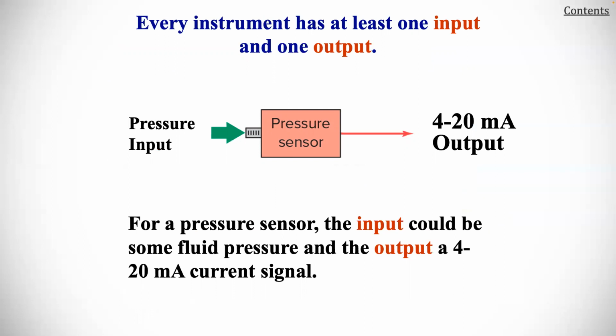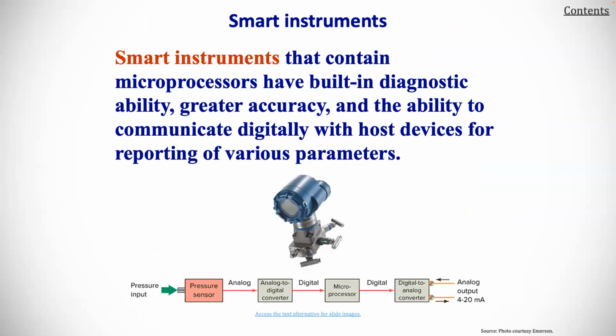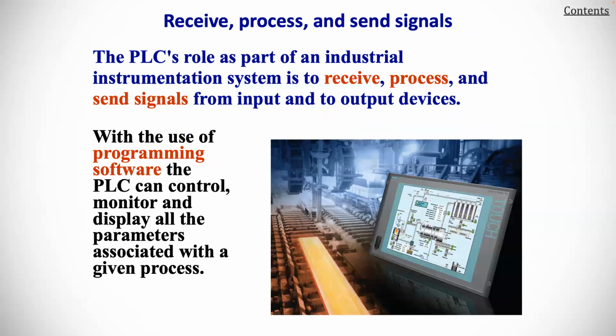For a pressure sensor, the input could be some fluid pressure and the output a 4 to 20 milliamp current signal. There are also smart instruments that contain microprocessors, with built-in diagnostic ability, greater accuracy, and the ability to communicate digitally with host devices for reporting of various parameters. And on the bottom, you get a chance to see one way of trying to capture that capability. You can also have receive, process, and send signals.